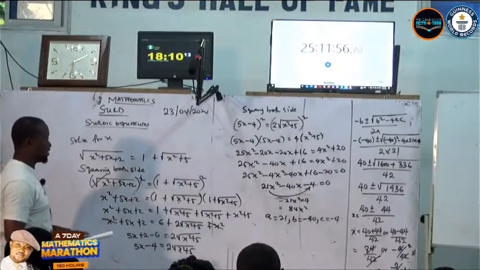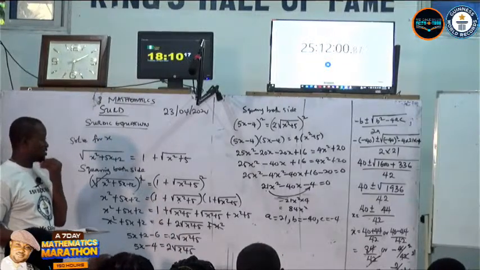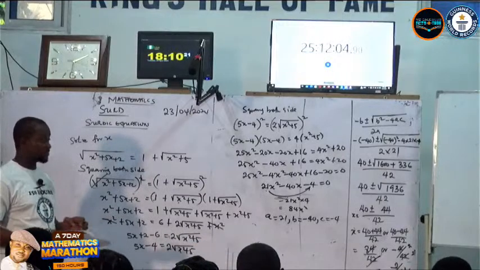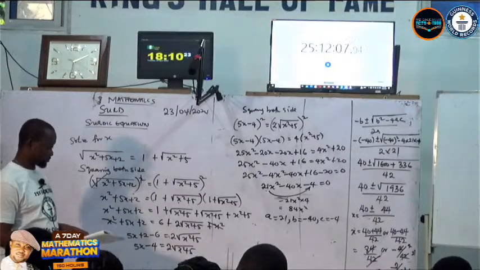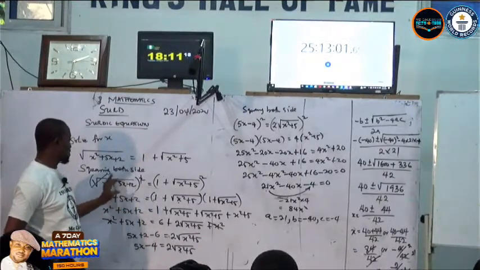You see, if you fix up that value of x, you will surely get back the left hand side and the right hand side the way it is. You can be able to remove this square root by the square.